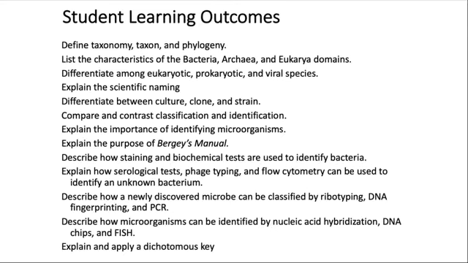In terms of the objectives, we will look at taxonomy and phylogeny, the characteristics of the main domains, bacteria, archaea, and eukarya, the differences between eukaryotic, prokaryotic, and viral organisms, scientific naming and the importance of it, and why it stands out compared to normal naming as we find in different languages. Differentiating between a culture, a clone, and a strain.